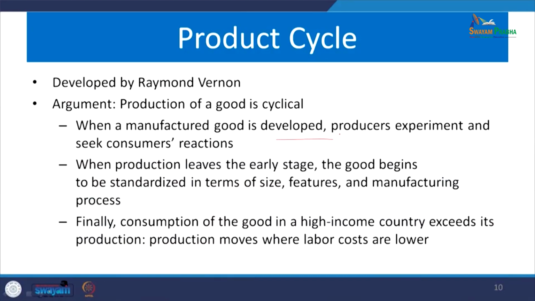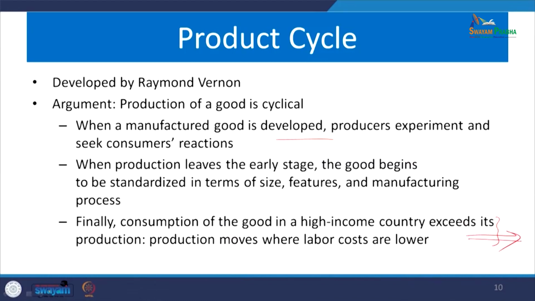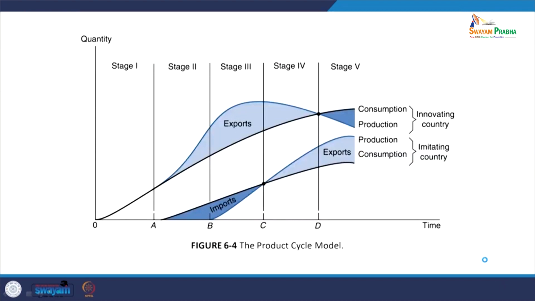Raymond Vernon added that when a manufactured good is developed, producers experiment with it and seek consumers' reaction after the production. When the production leaves the early stage, the good begins to be standardized in terms of size, maybe by manufacturing process, by features, by qualities. Finally, consumption of the good in a high-income country exceeds its production, and production moves to where the labor costs are lower. I mean, basically once it gets realized, it moves to other countries which do not have the endowment. So, therefore, it is one of the extensions to the HO model.